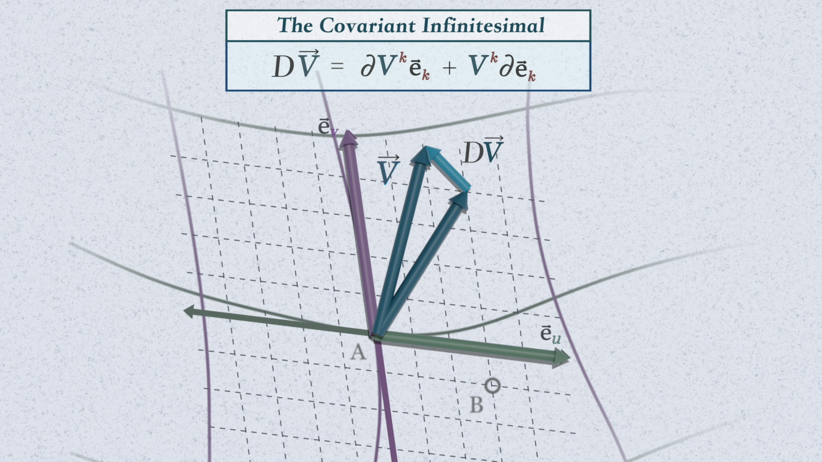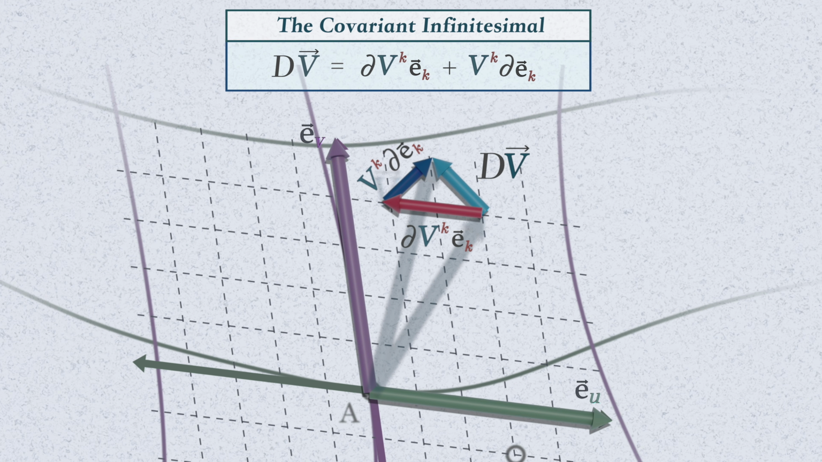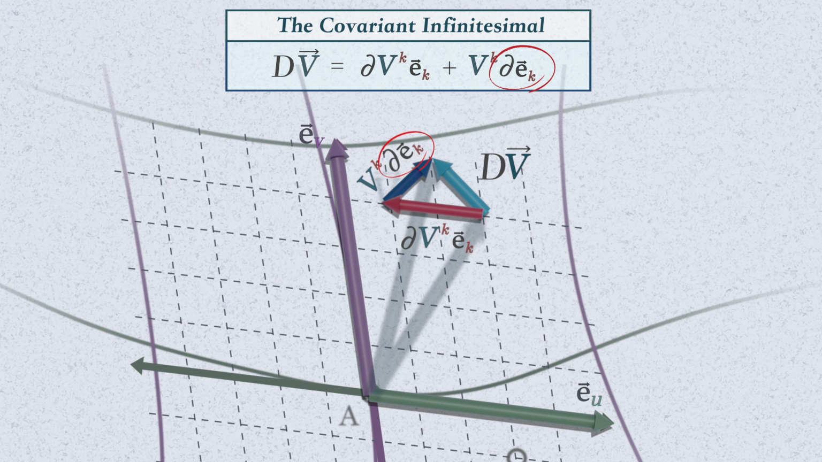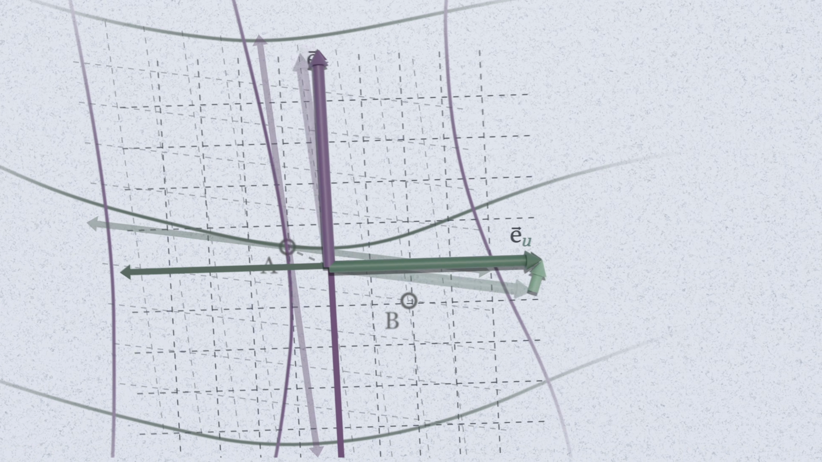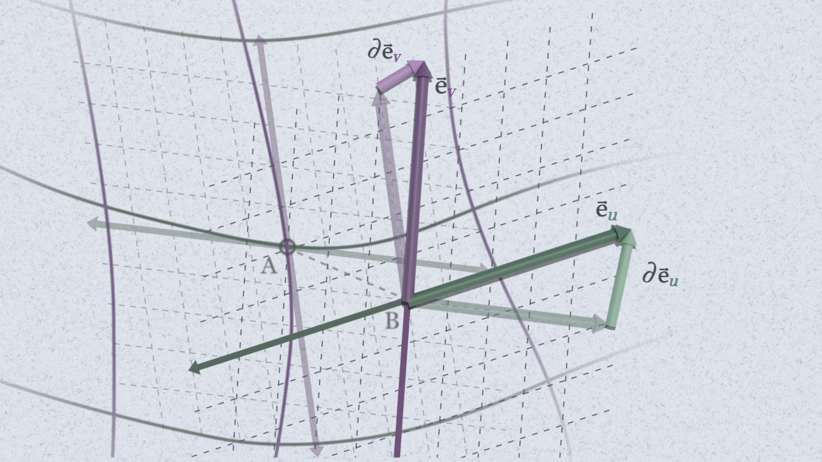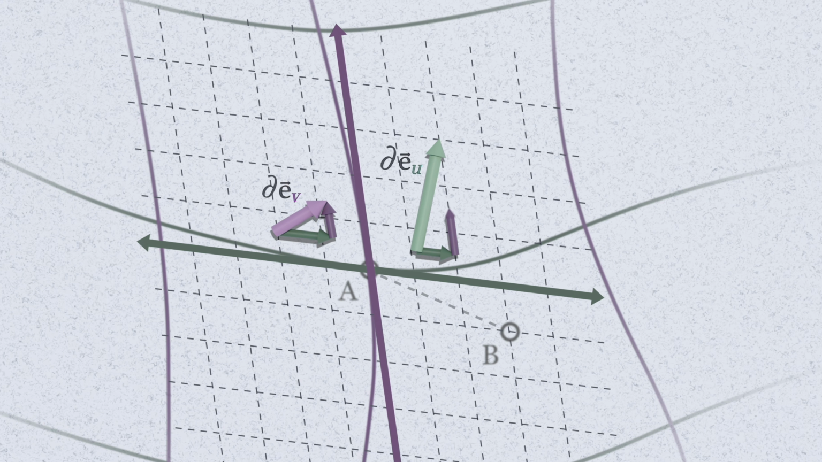We now have our expression for dv, or the infinitesimal change in our vector with respect to the manifold. To make this expression fully covariant, however, we need to express de_k not in terms of Euclidean x and y vectors, but rather in terms of the curvilinear basis itself. More precisely, this means we need to find how the basis vectors change across the manifold when displaced from point A to point B, and then express that change in terms of the original basis at point A.